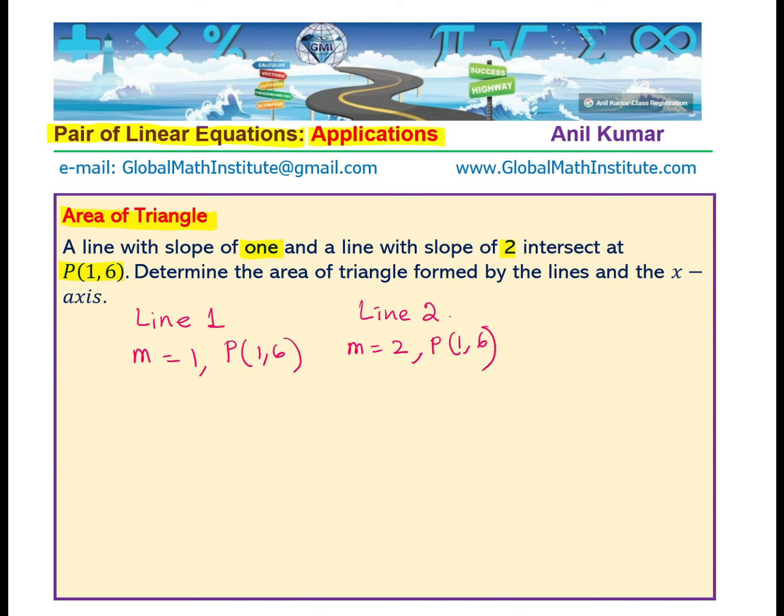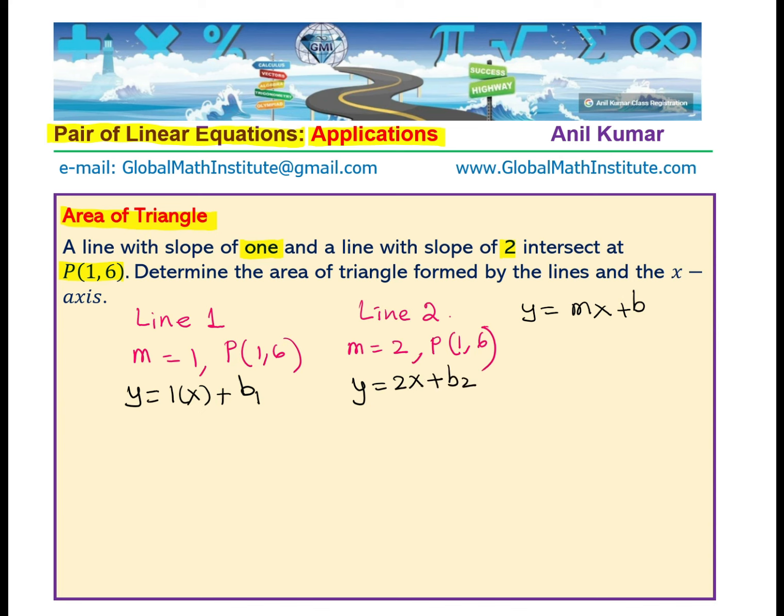To find the equation of the line, we know y = mx + b, where b becomes the y-intercept. For the first line, we could write this as y = 1 times x plus b1. No need to write 1, but I'm just writing it so that it's absolutely clear. Let's say b1 is the y-intercept for the first line. And for the second line, it will be y = 2x + b2.